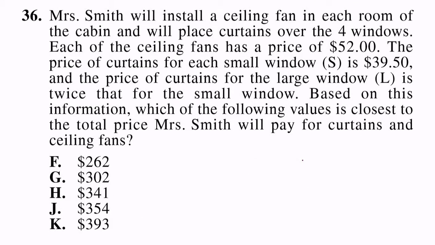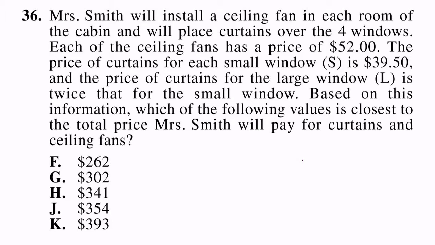Number 36, Mrs. Smith will install a ceiling fan in each room of the cabin and will place curtains over 4 windows. Each of the ceiling fans has a price of $52. The price of curtains for each small window is $39.50, and the price of curtains for the large window is twice that for the small window. Based on this information, which of the following values is closest to the total price Mrs. Smith will pay for curtains and ceiling fans?